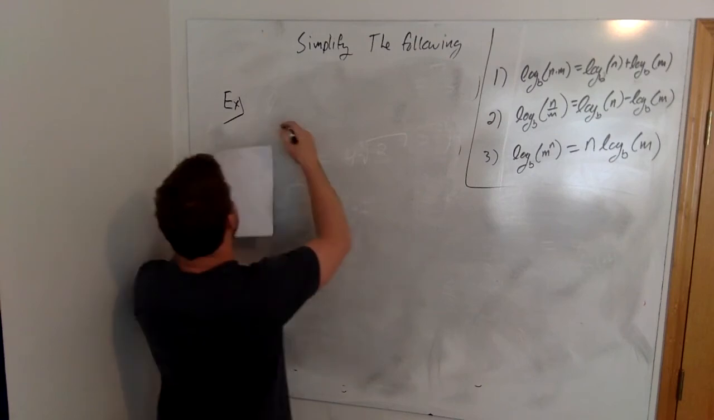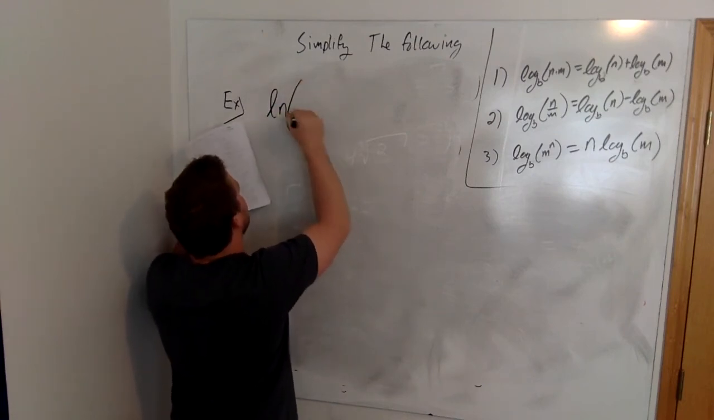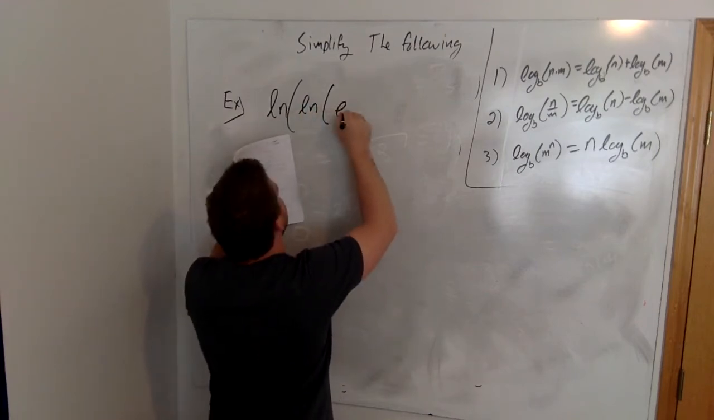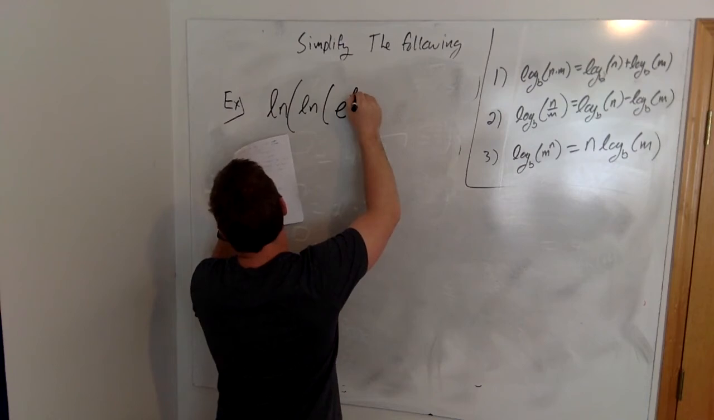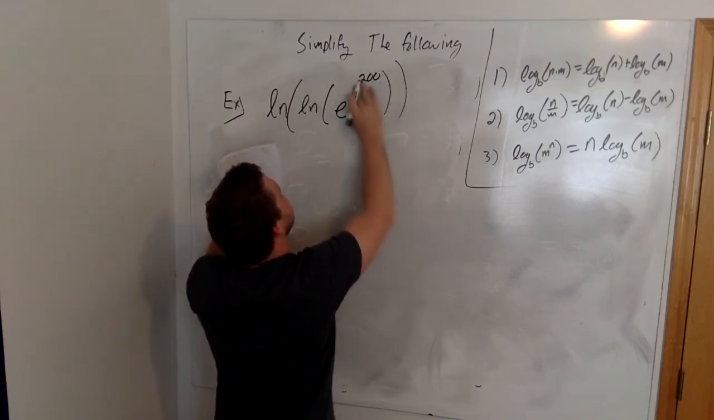This one looks a little spicy. This looks fun. The natural log of e to the e to the 200. Ooh, a little spicy, but we can handle it.